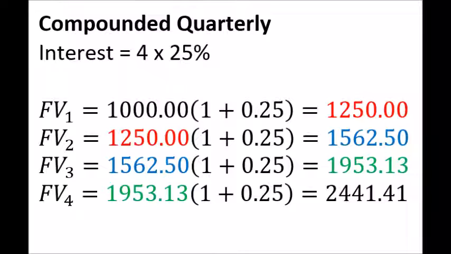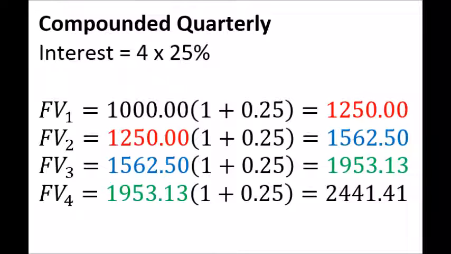3 more months elapse, and on July 1st, the bank pays you another 25% interest. That bumps the $1,250 up to $1,562.50, as seen in blue. 3 more months elapse, and on October 1st, the bank pays you another 25% interest on your current balance. That bumps it up to $1,953.13, as seen in green.